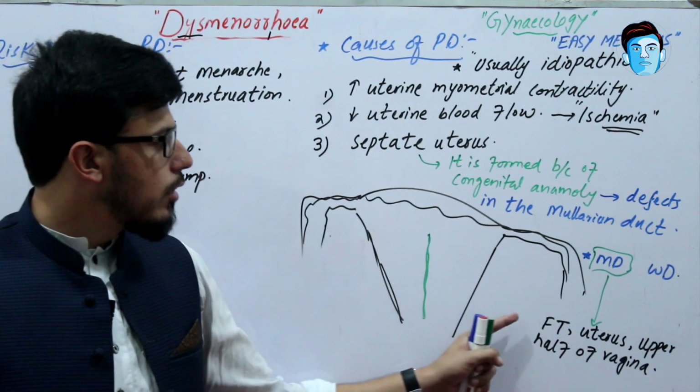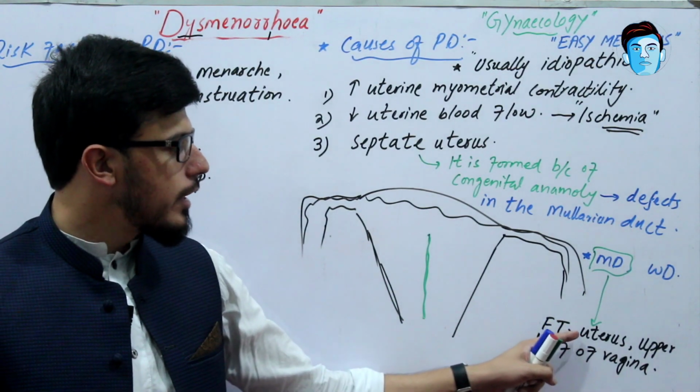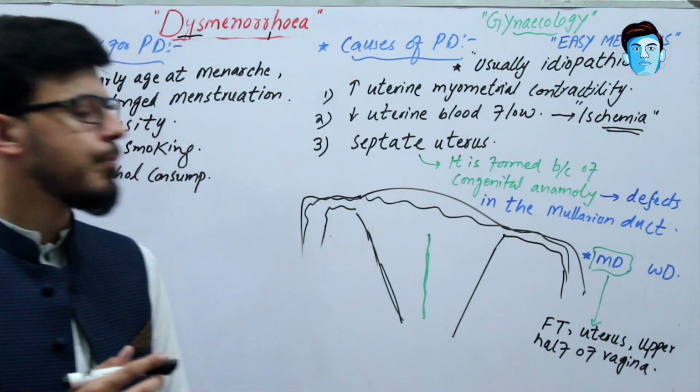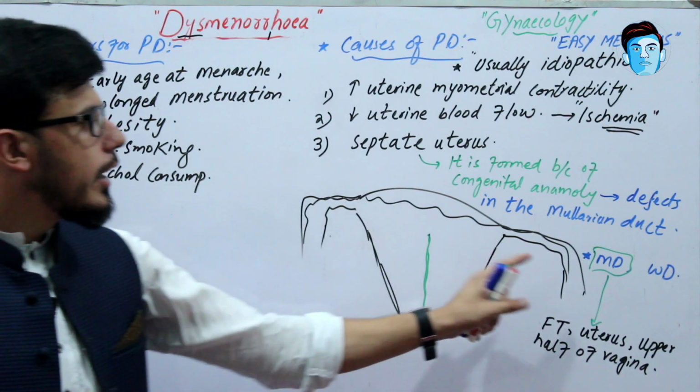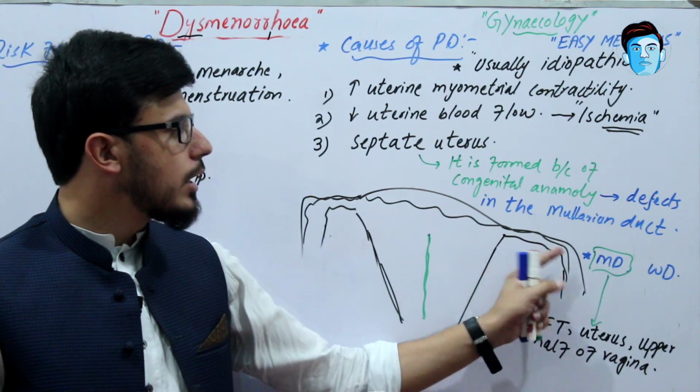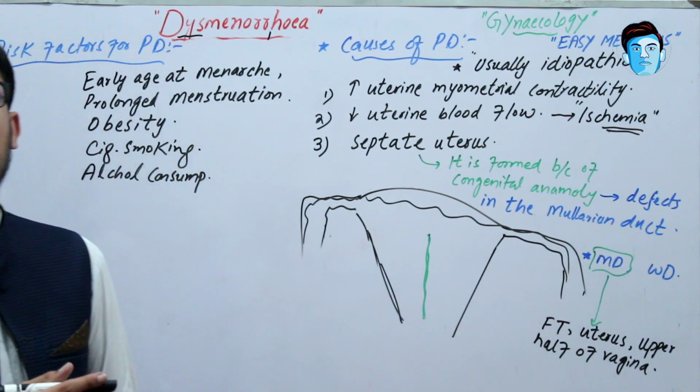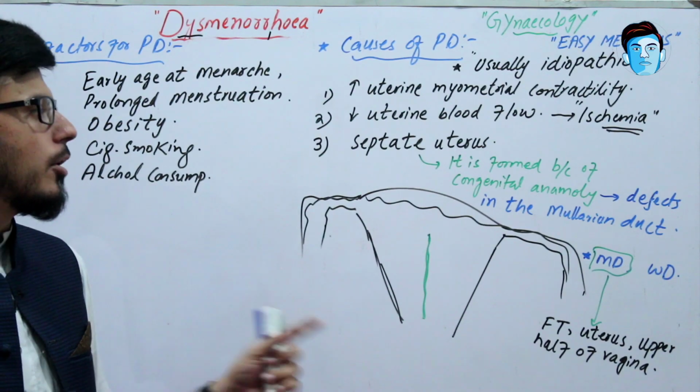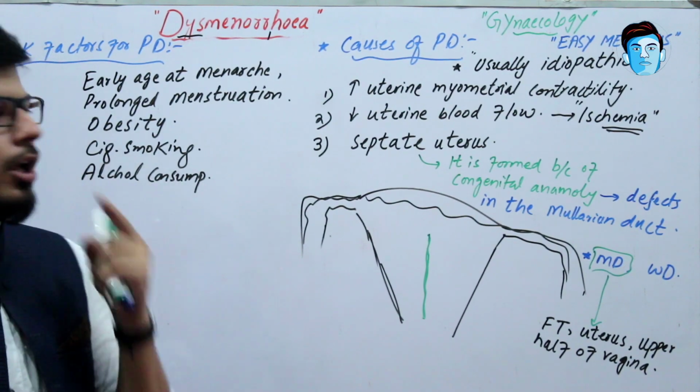So the Mullerian duct forms the fallopian tubes, uterus, and upper part of the vagina. So if a congenital anomaly occurs in the Mullerian duct, the formation of the female reproductive system will be disrupted.